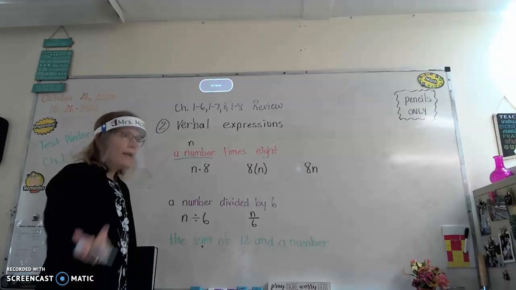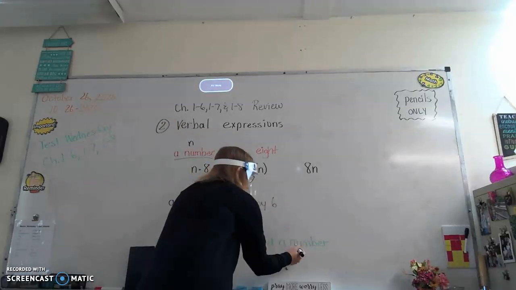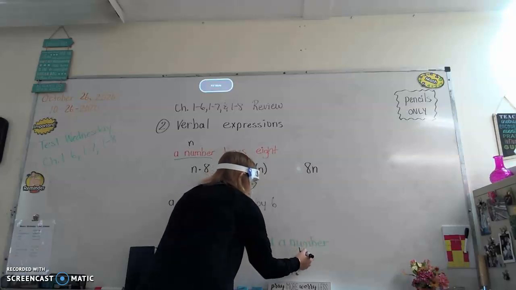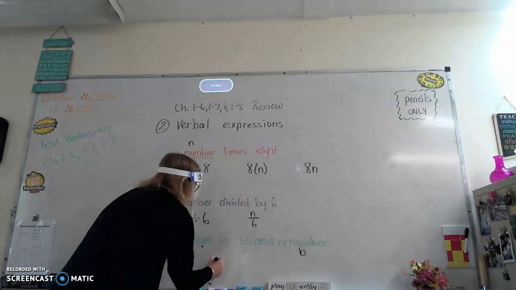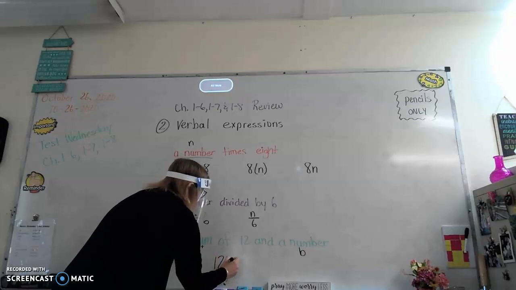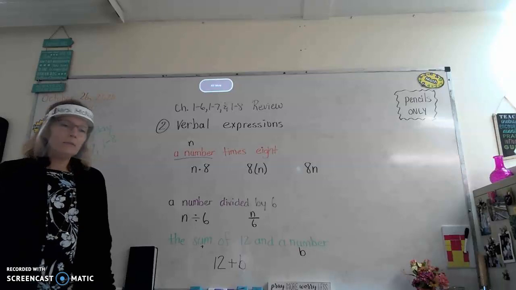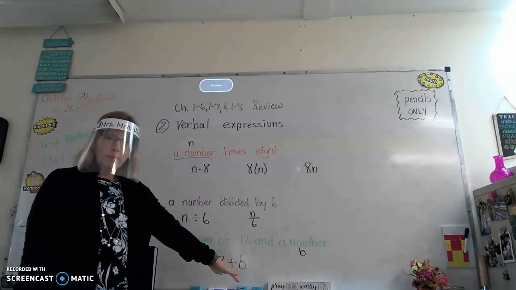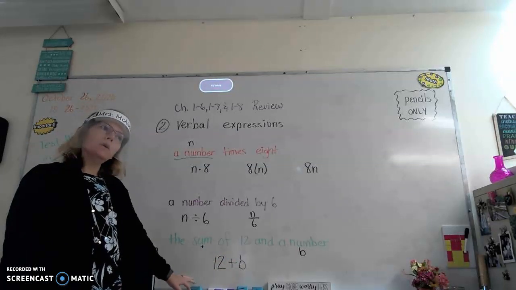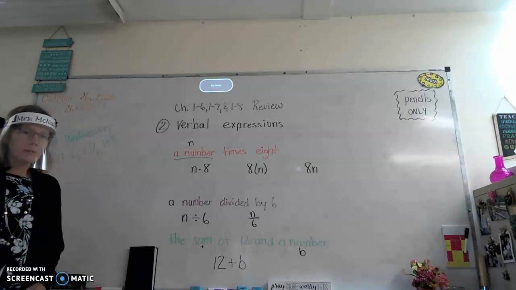A letter. What letter do you want to use, Bella? B. B for Bella. Okay. So the sum of 12 and a number looks like that: 12 plus B. And I could write it the other way also, B plus 12. They would both be correct.